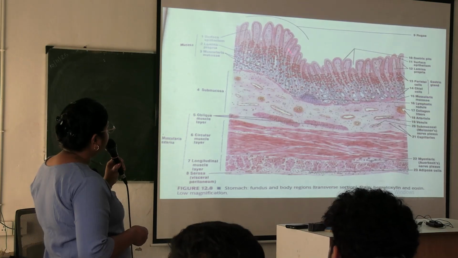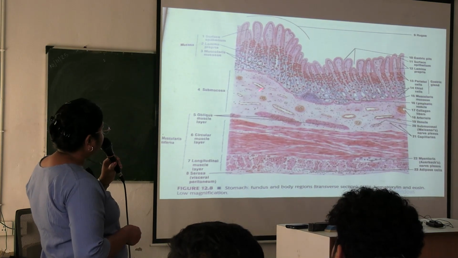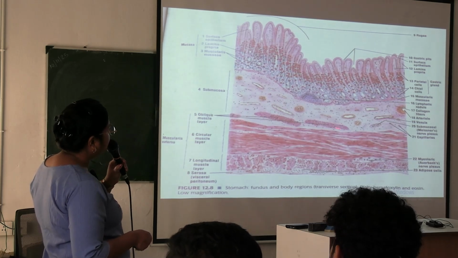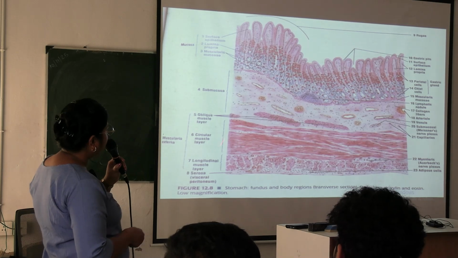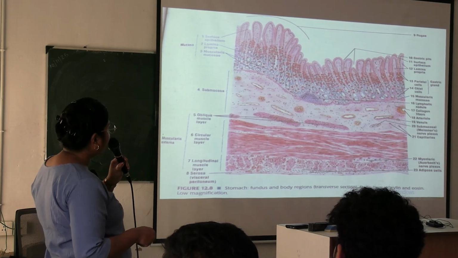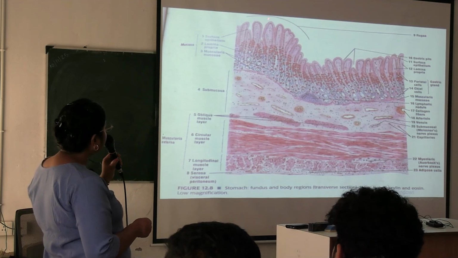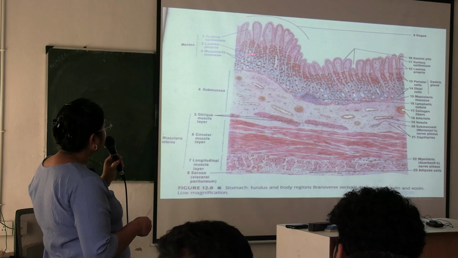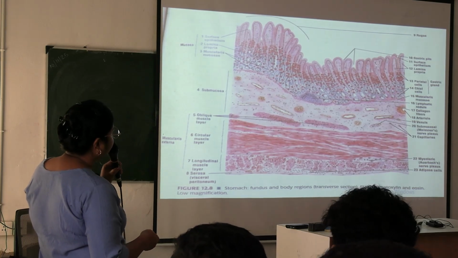Here also you are seeing the same thing. Parietal cells, chief cells, fundus and body region. And see here the muscle layers are prominent: inner oblique, middle circular, outer longitudinal, and serosa. This part is the submucosa, and this is the mucosa. Lining epithelium, lamina propria, and in the lamina propria you are getting sections of glands and muscularis mucosa.